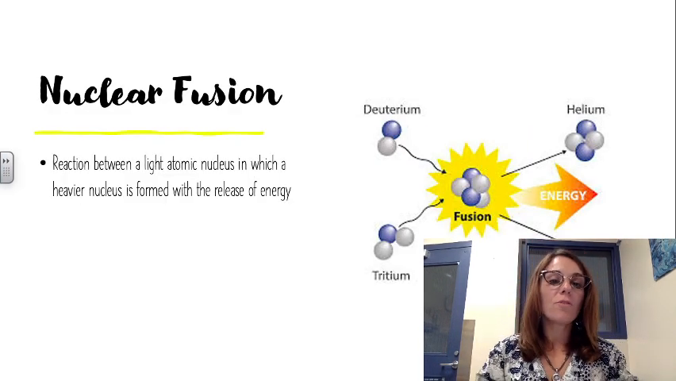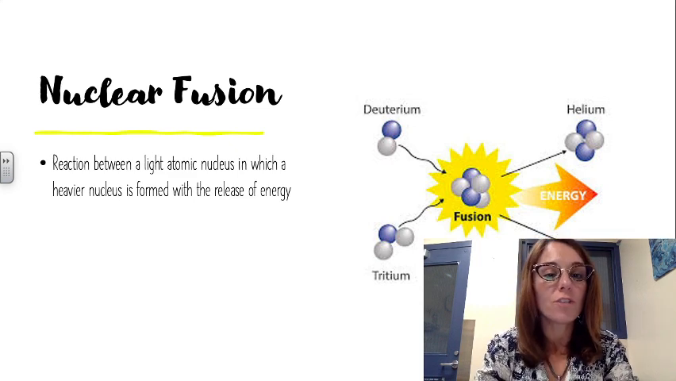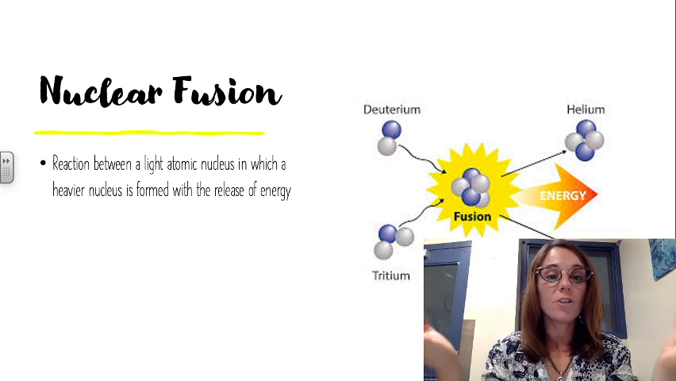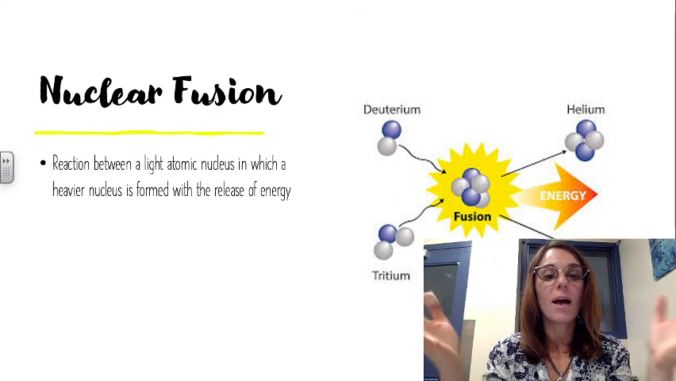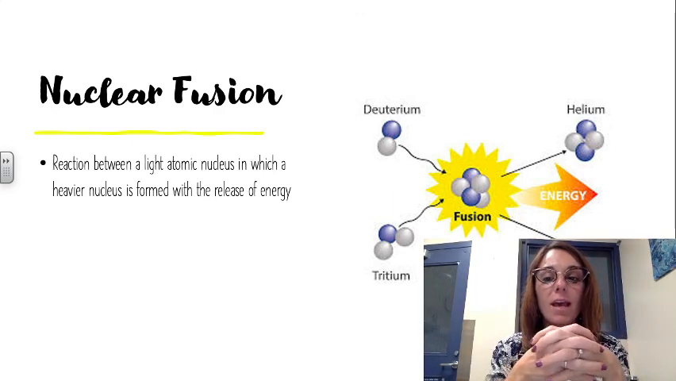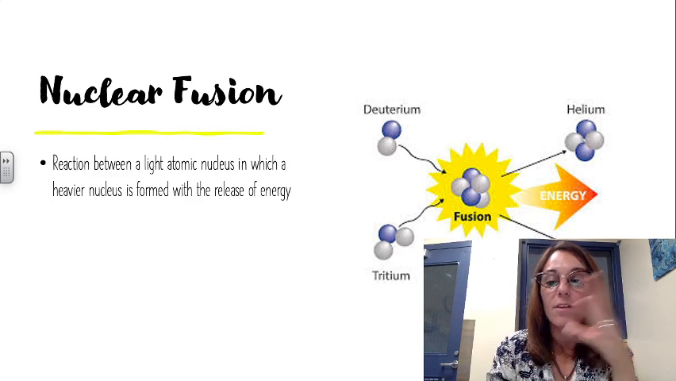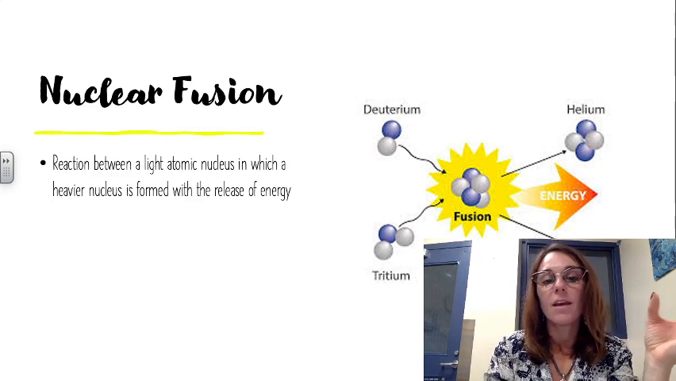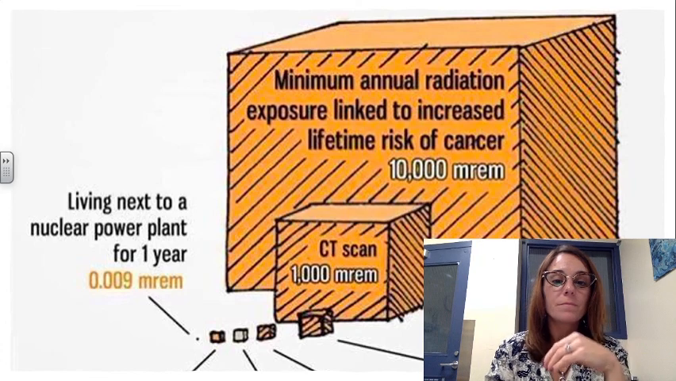The last type of nuclear reaction is called nuclear fusion. Fusion is the opposite of fission. Fusion is when we take 2 small atoms and we fuse them together. So we have 2 light ones that make a heavier atom. This produces a lot of energy in the process.